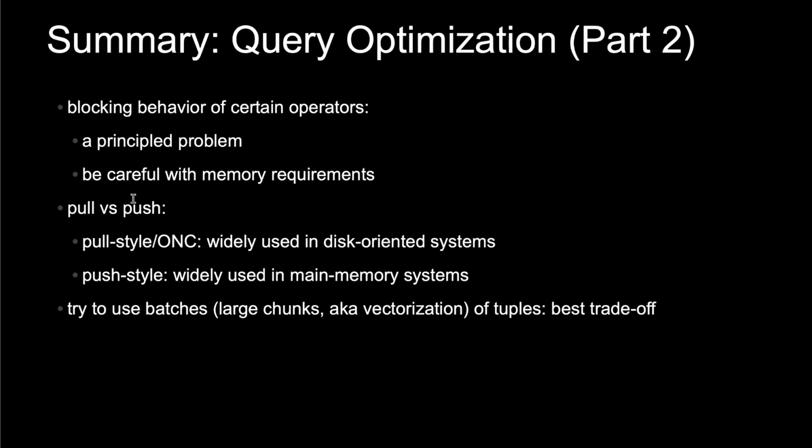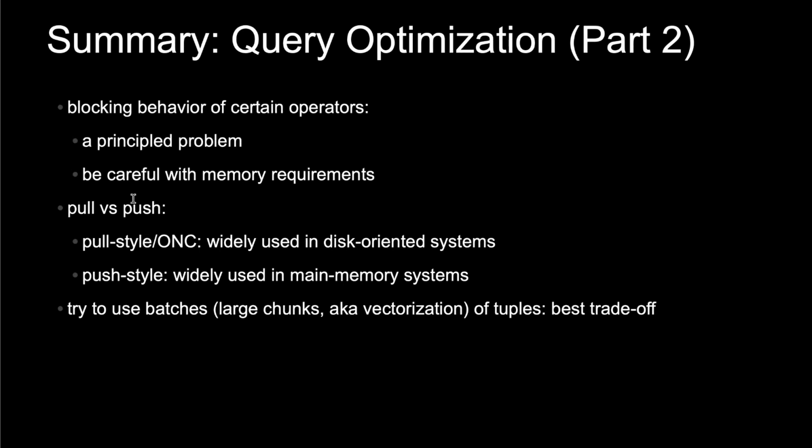We looked at pull versus push. So this pull style or open next close, ONC, interfaces are widely used in disk-oriented systems, whereas modern systems, main memory database systems, or even other storage media, use push style, which is also a bit more favorable because they are data-oriented in main memory and not so much function-oriented. One thing you should do when using those pipelines is to use batches.